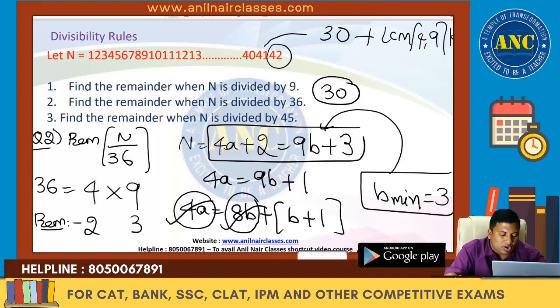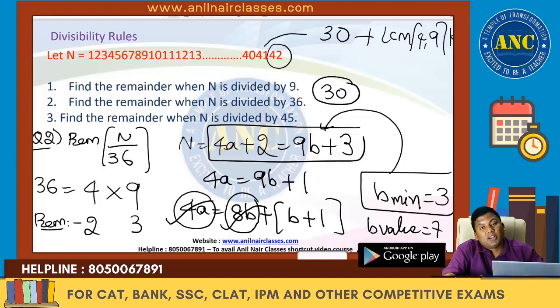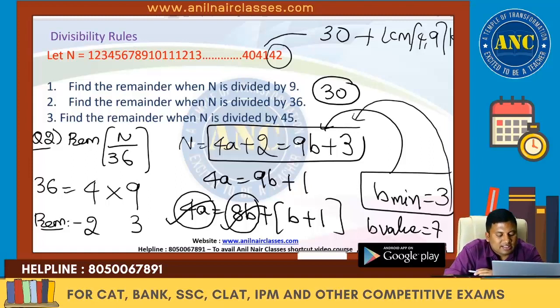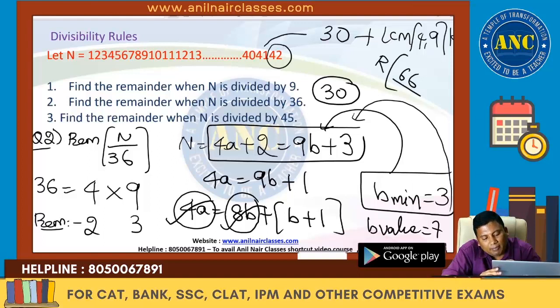Now a smart student might ask me: why can't I take b value as 7? 7 plus 1 is 8, and 8 is also divisible by 4. You can take b value 7. If I take b value 7, the value will become 9 7s are 63 plus 3, which is 66. 66 when you further divide by 36, the answer again will come down to 30. I hope it is clear.